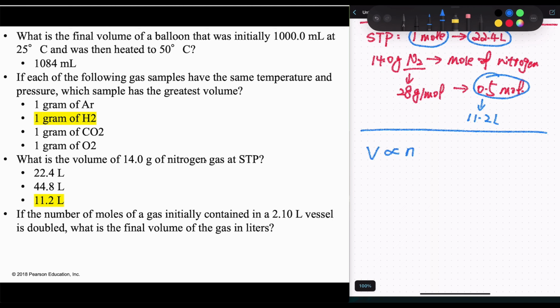The initial volume is 2.10 liter. After doubling, you will get 4.20 liter. This actually makes sense. Think about blowing up a balloon, and you give it twice as much gas. The volume of the balloon will definitely be doubled. So the final volume will be 4.2.